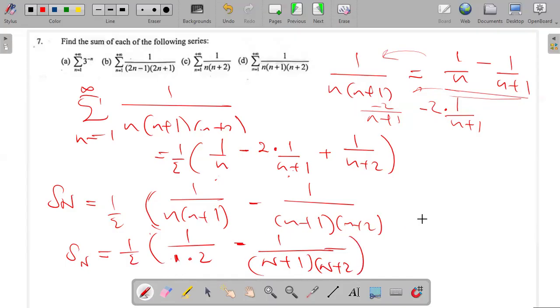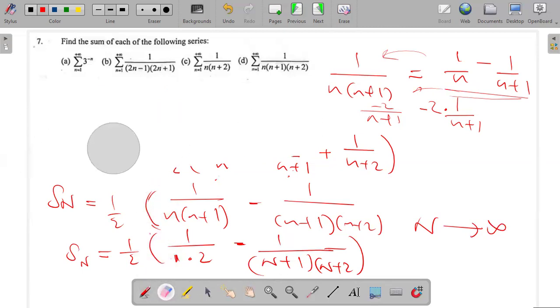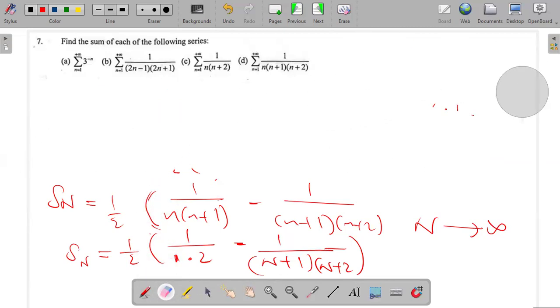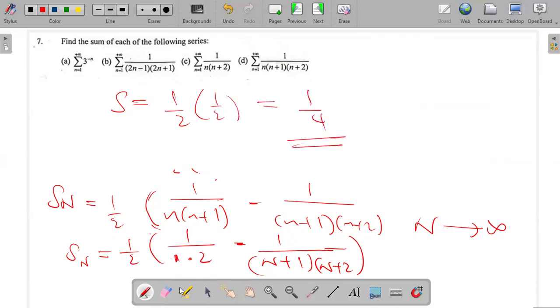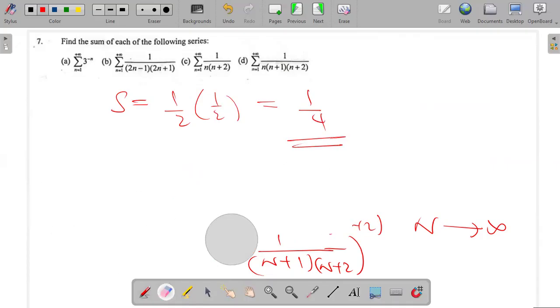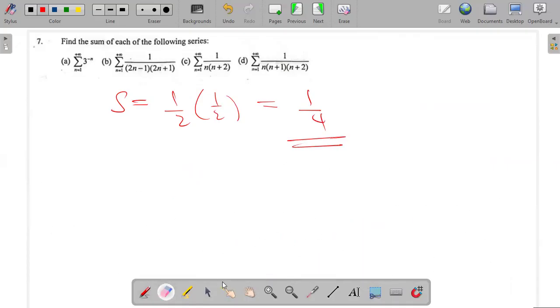Now as n approaches infinity, because it's an infinite series that we are working with, the sum is going to be equal to, this is half, that there gives me 0, then I just remain with half over 2. Then this here is going to be 1/4 as the sum. All right, so this is how you work this out. And that is the last question for this video.